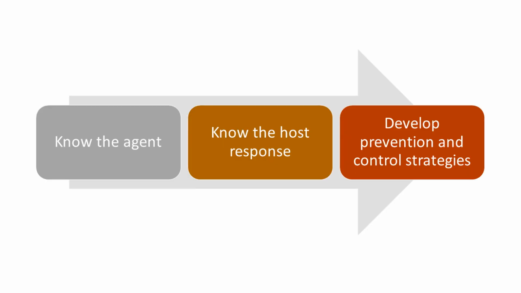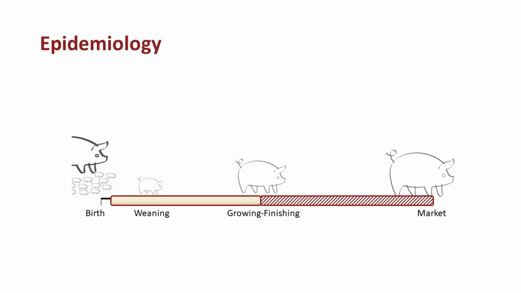So, just to put it in a different way, we want to be able to get to this red spot, develop the prevention and control strategies. But to be able to do that, we need to know the agent, and we need to know how the host responds. So, we look into the literature and try to learn more about this. And I like explaining things with cartoons.